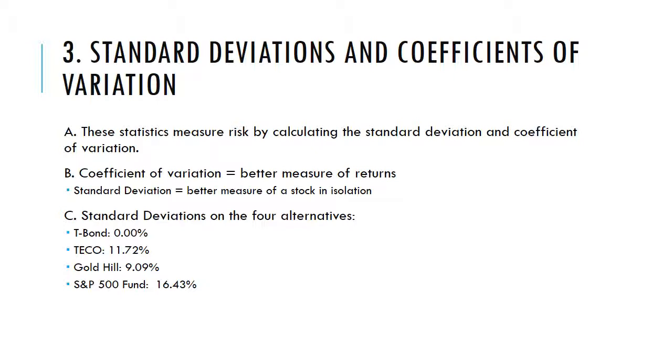Next is TECO with a standard deviation of 11.72%. Gold Hill has a standard deviation of 9.09%. And finally, the T-bond has the lowest standard deviation of 0%.